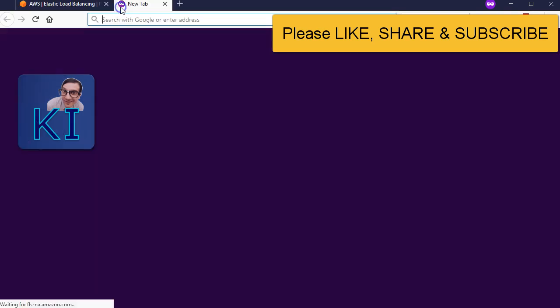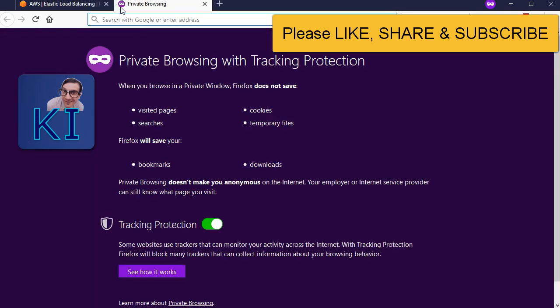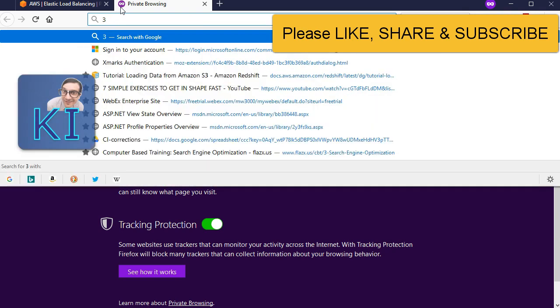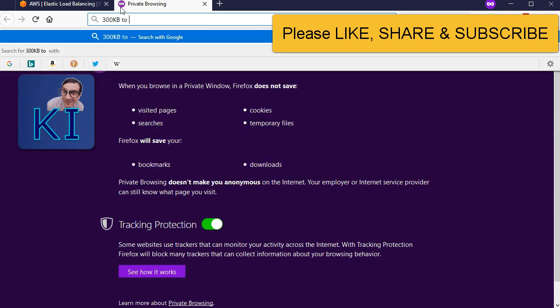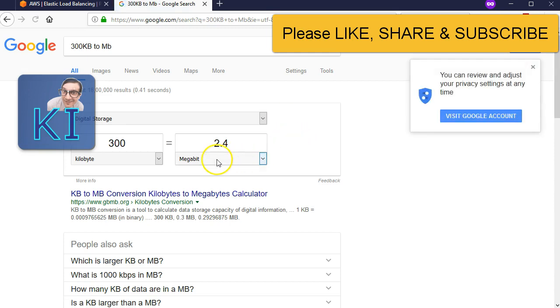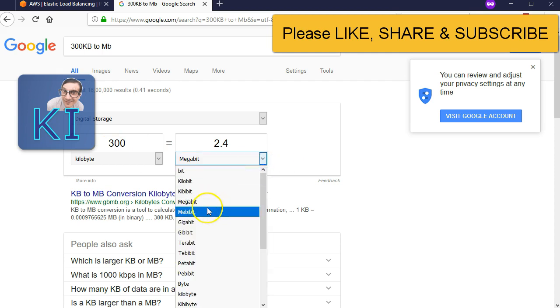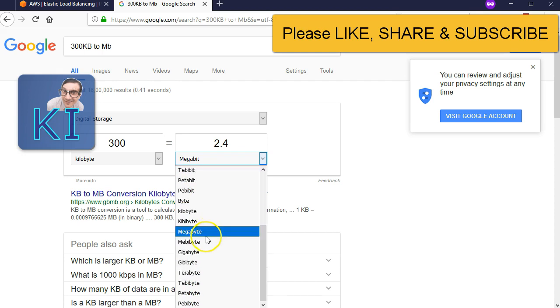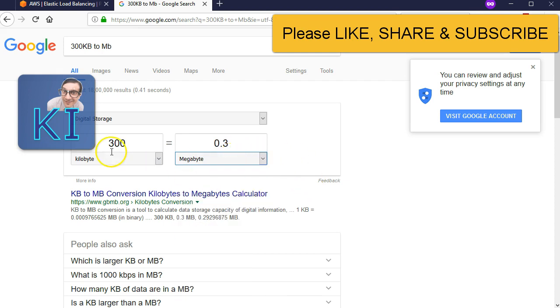So let us try to first do this. If you actually convert 300 kb to MB, it would be 0.3. But you know that 1 byte is equal to 8 bits. So if you just multiply it by 8, 0.3 into 8, you are going to get 2.4 megabits.